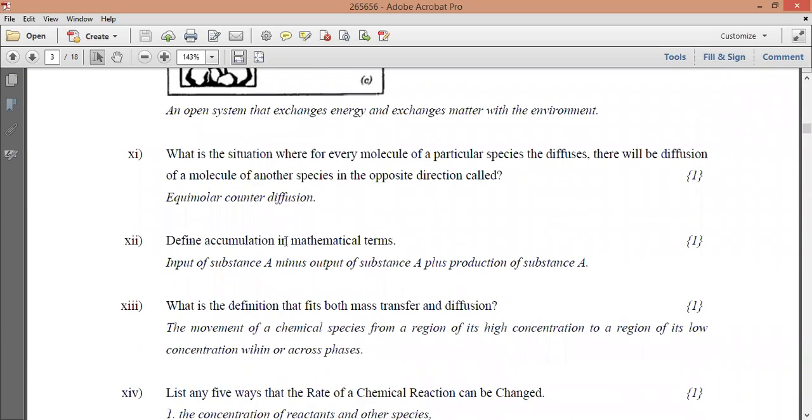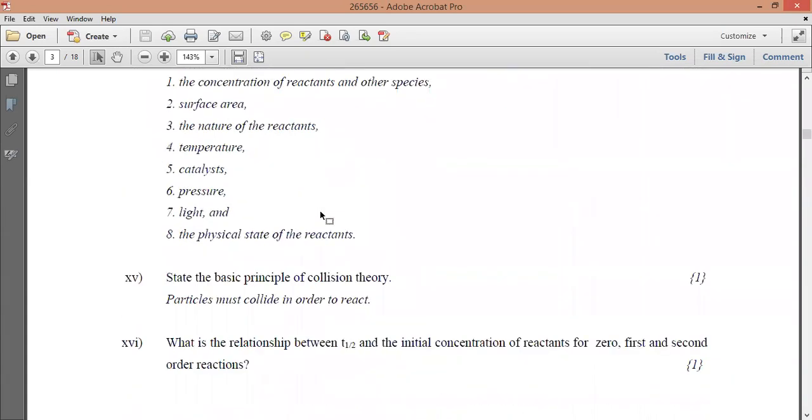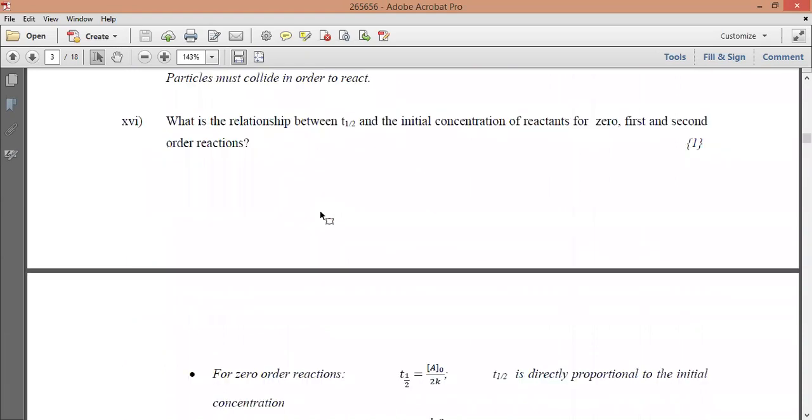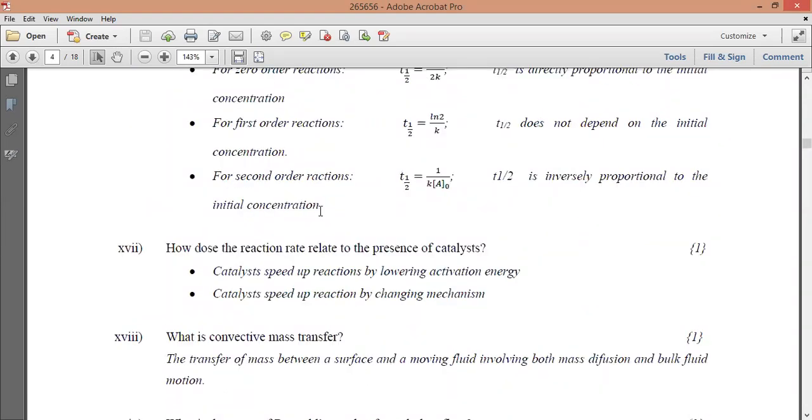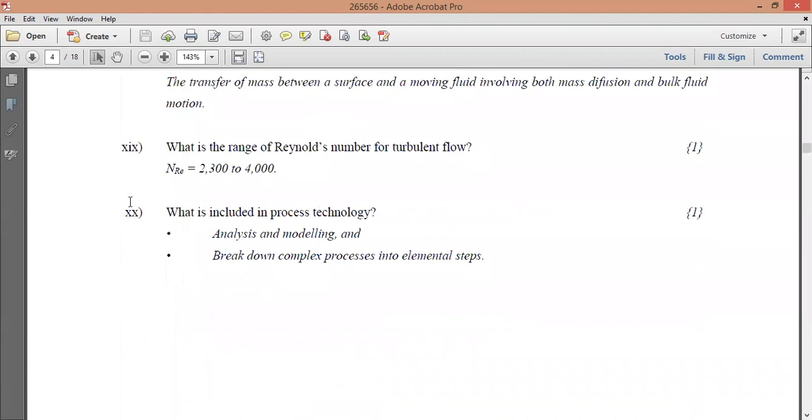Define accumulation in mathematical terms. Accumulation is input of substance A minus output of substance A plus production of substance A. That one also you should be able to answer correctly, including the last question, question number 20.